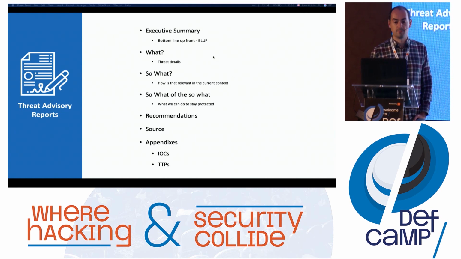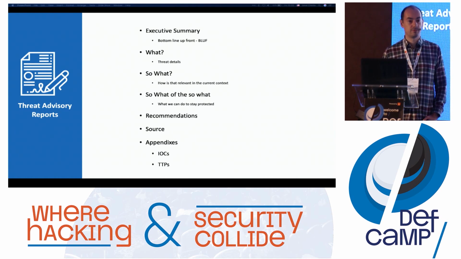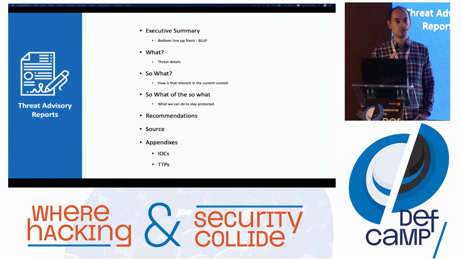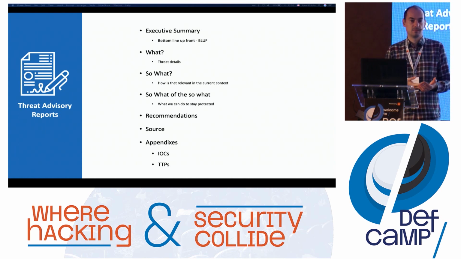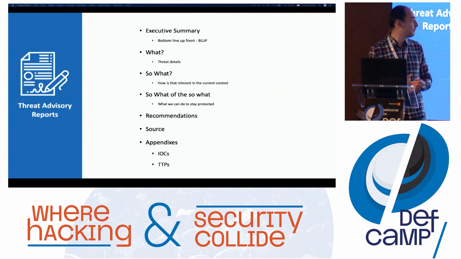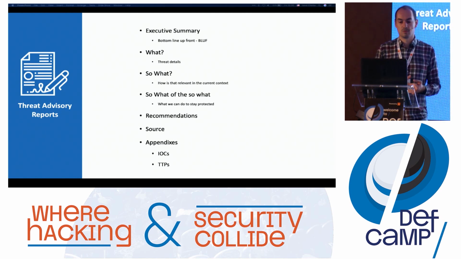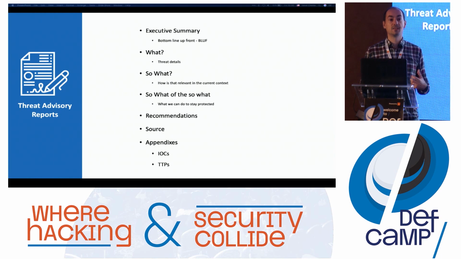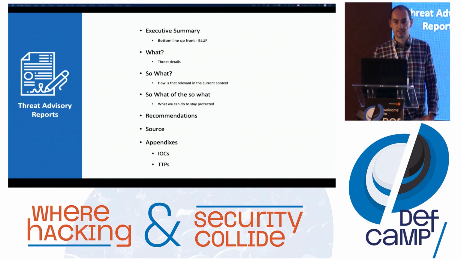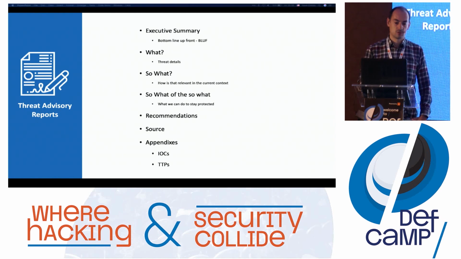Have a defined structure, bottom line up front. Use the BLUF for the executives, for your CISO. He has to figure out everything from that one slide. What? Give some information about the threat details. So what? Afterwards, okay, we have that threat. How does that impact us? So what of the so what? What can we do about it? What compensatory controls can we bring to stay protected? Recommendations, sources, and then some appendixes.